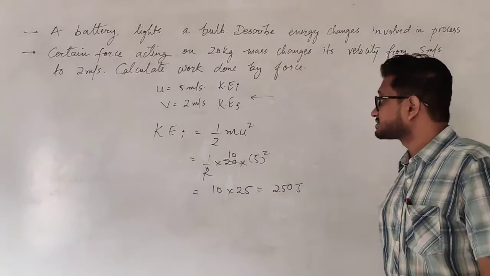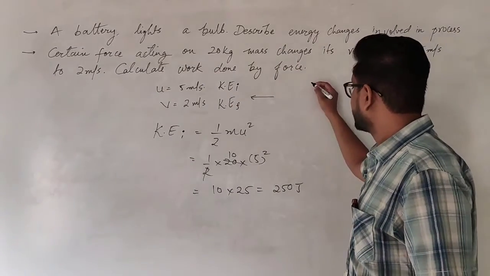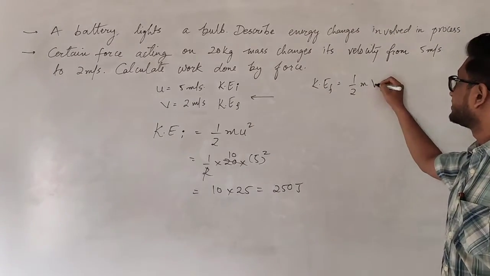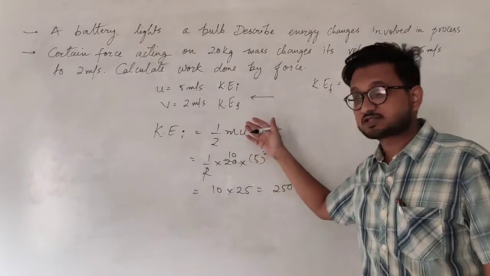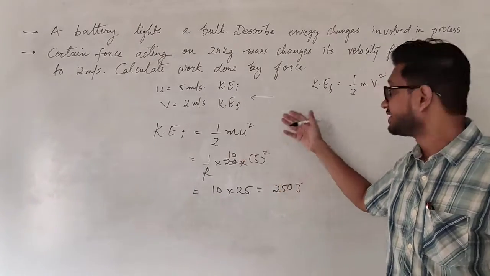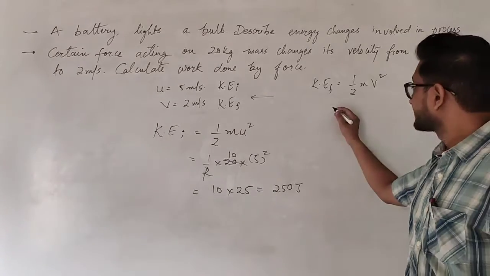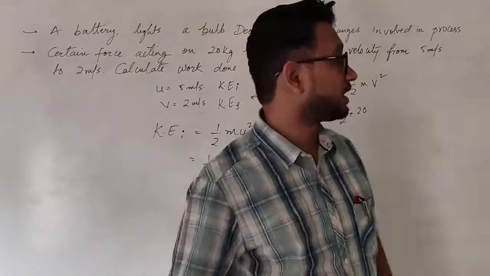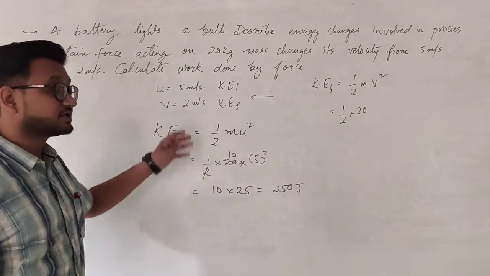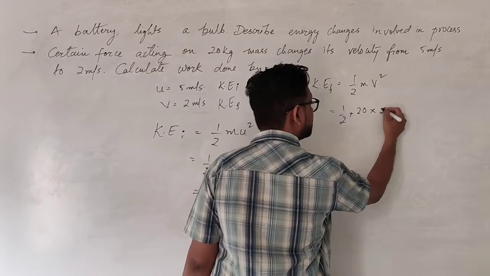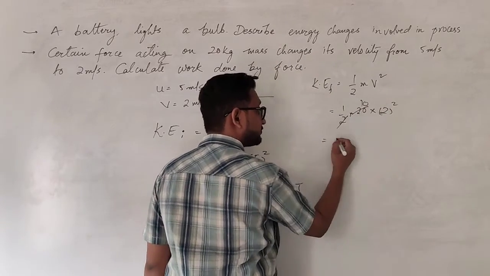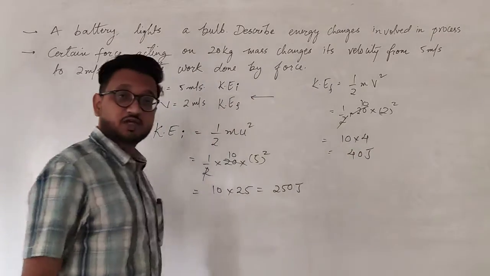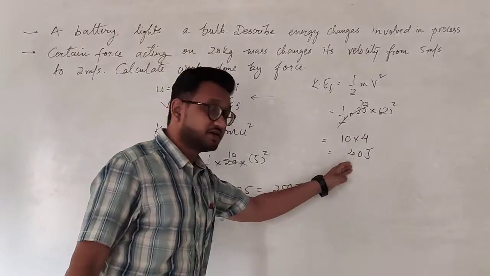After applying the force, the new kinetic energy, that is kinetic energy final, is once again half m v square. This was half m u square, this is half m v square. This is initial velocity, this is final velocity. This becomes half. Mass of the object is the same, mass is not changing, so it is 20 kilograms. But the final velocity now is 2 meters per second. So 2 square. Half of 20 is 10, 1 into 10, 2 into 2 is 4. So 40 joules. So we have the initial kinetic energy and final kinetic energy.